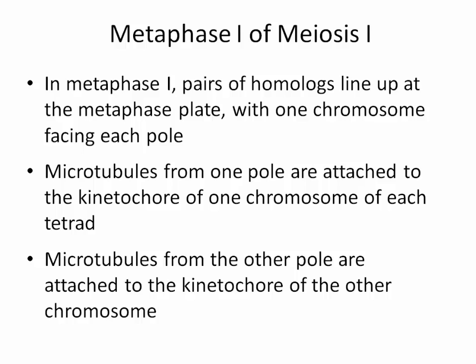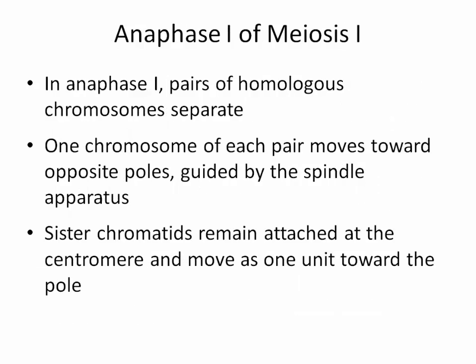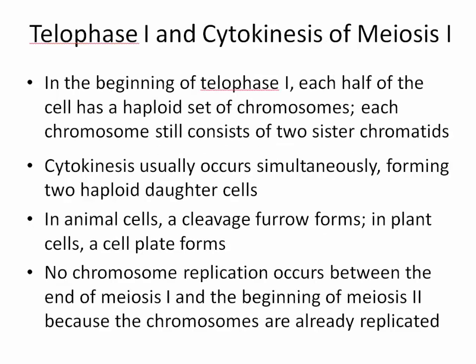Microtubules from one pole are attached to the kinetochore of one chromosome of each tetrad, and microtubules from the other pole are attached to the kinetochore of the other chromosome. In anaphase 1, pairs of homologous chromosomes start to separate. One chromosome of each pair moves towards opposite poles, guided by the spindle apparatus. Sister chromatids remain attached at the centromere and move as one unit towards the pole.